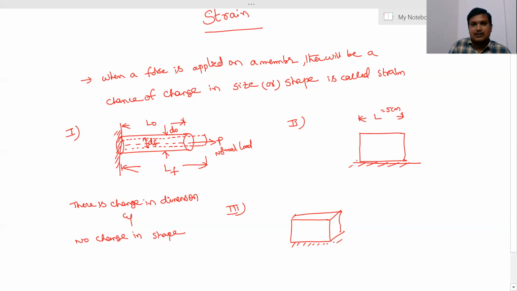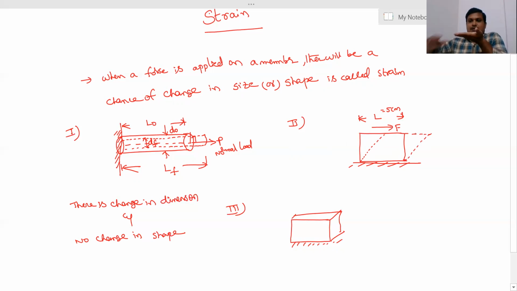Now coming to this case. When applying the force F on this member, that force we call a tangential force. A tangential force is the force applied parallel to the surface area. The force applied perpendicular to this area we call a normal force or normal load. So when you apply this tangential force on this member, what happens? It changes its shape.